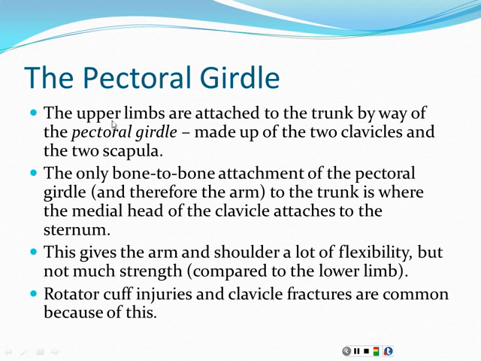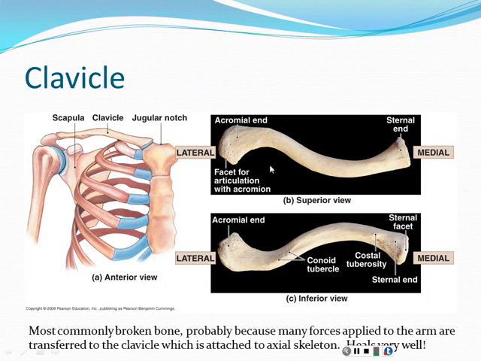So we have a lot of flexibility in the arm, but it doesn't have a lot of strength. We'll talk more about this when we get to muscles, but rotator cuff injuries and clavicle fractures are very common because of this weakness in our arm. Lots of flexibility, not a lot of strength, not a lot of durability when it comes to forces coming up in and through it. All right.